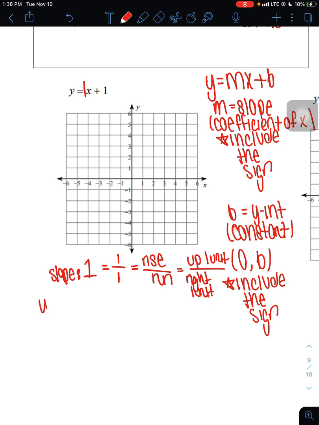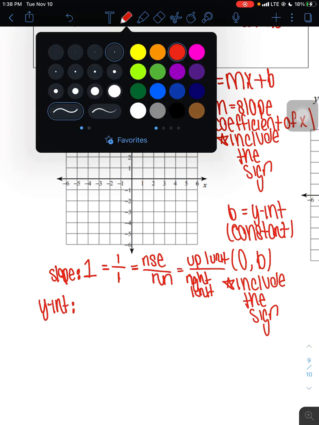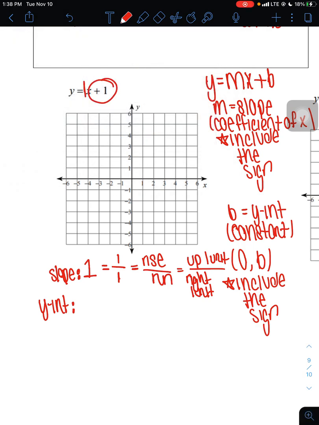And my y-intercept is just going to be the constant. So in this case, the constant is going to be a positive 1. So I'm going to plug that in. So my y-intercept is going to be 0, positive 1. So now we're ready to start plugging. So I'm going to go to 0, positive 1, which is going to be right here. And then I'm going to go up 1, over 1, up 1, over 1. And I'm going to keep doing that.